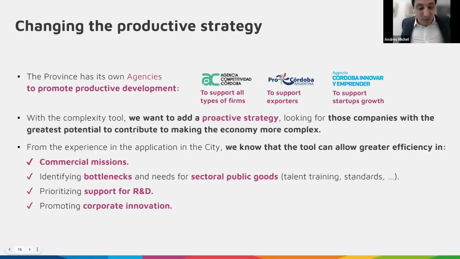The province already has its own support structure for PDPs. For example, 3 agencies. The first is a competitiveness agency to support all types of firms. Pro Córdoba, the second, to support exporters. The third, the Córdoba Innovar y Emprender, to support the startup growth.